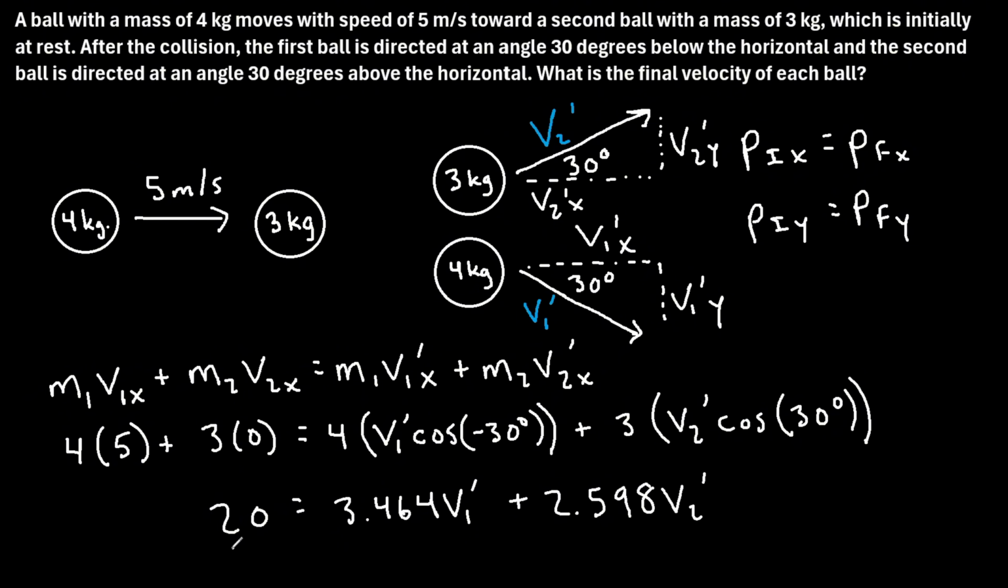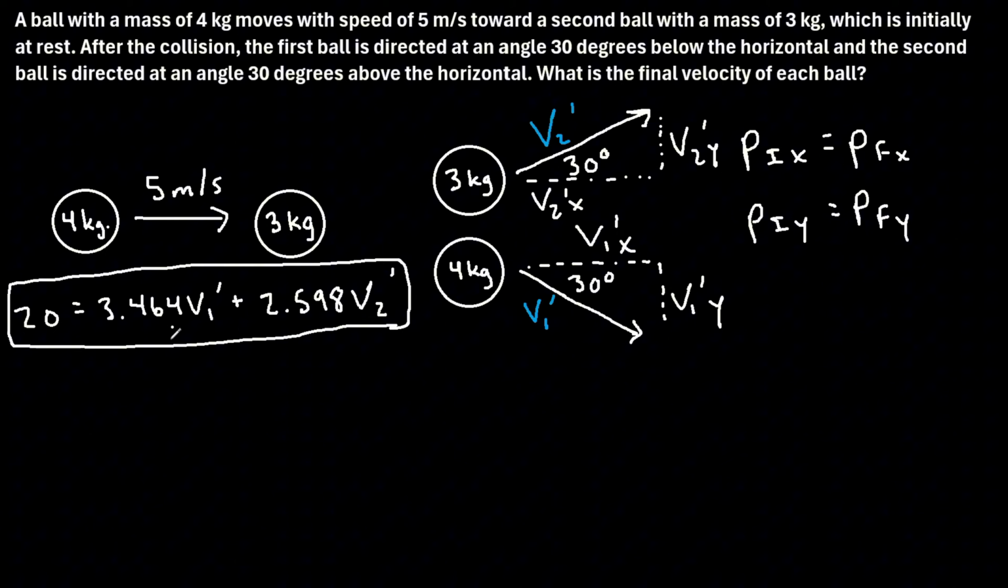What we'll notice with this equation is that we have two unknowns: the final velocity of the first ball and the final velocity of the second ball. So we can't go any further right now. Let's save this equation, and then we'll work through the second part of this problem, which is finding the momentum in the y direction. I'm going to clear a little bit of space here. Okay, so I've rewritten the equation that we just found. Now let's work on the momentum in the y direction.